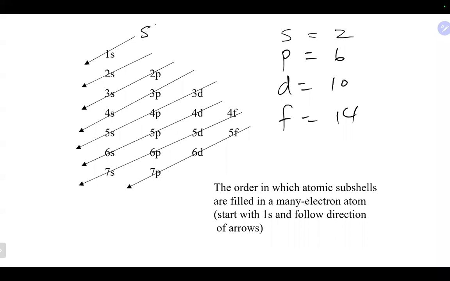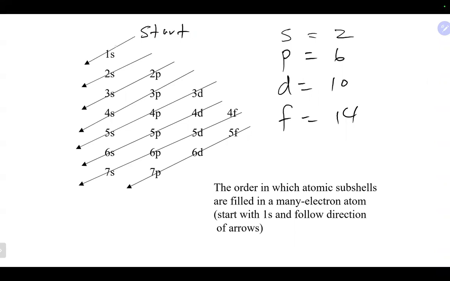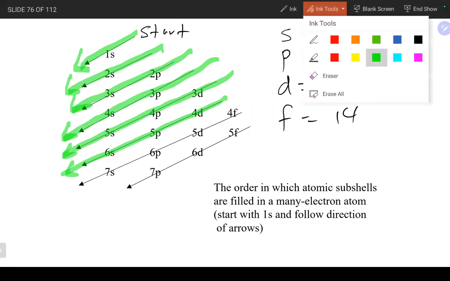You always start up here at the very top, and basically what you do is you zigzag back and forth following the arrow. So here we would go down to here, then come back this way, then come back this way, come back this way. And you can see it takes you from the 3p to the 4s and back to the 3d, and you just continue that pattern. So we just continue to zigzag until you fill in as many electrons as you need.